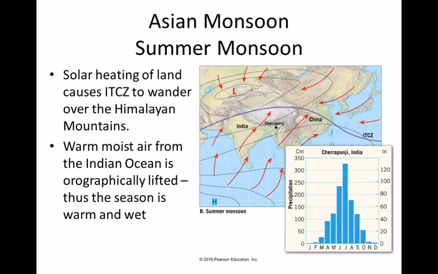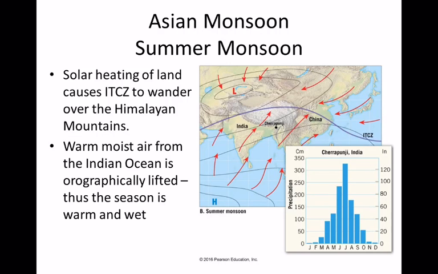Okay, find the purple line. The purple line is the same purple line we saw before. The purple line is that intertropical convergence zone. The purple line is the hot spot, okay? And we're starting with India when they have their monsoon, their wet and warm season.